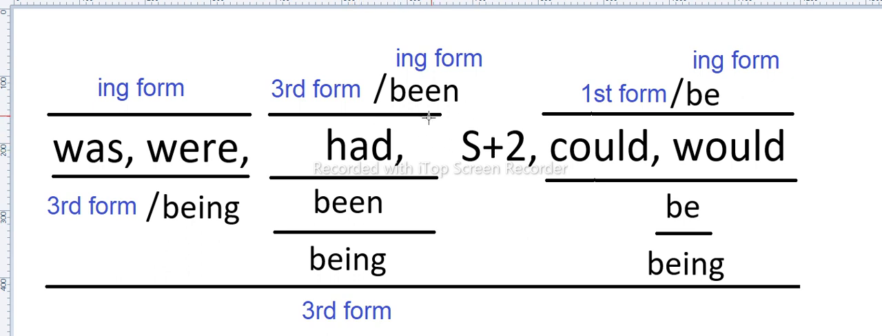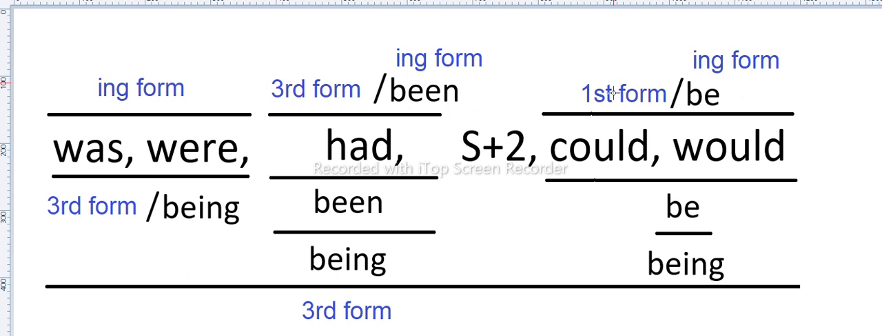And next, S plus 2 means I wrote, I played, he said, we told. So direct second form. Second form always comes directly. There's no other way of using second form. So I played, I ate, I said, I told. It is like this. Now we move on to could.